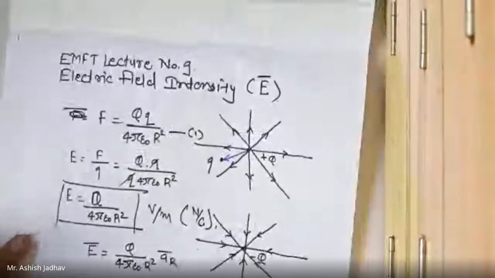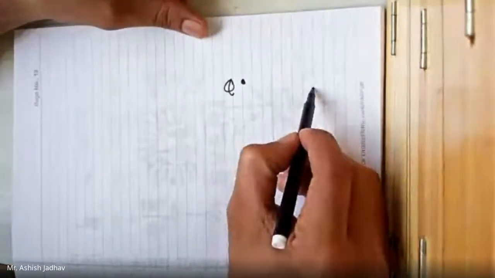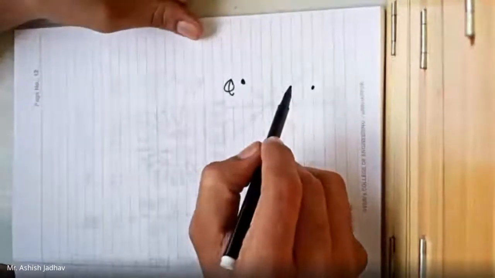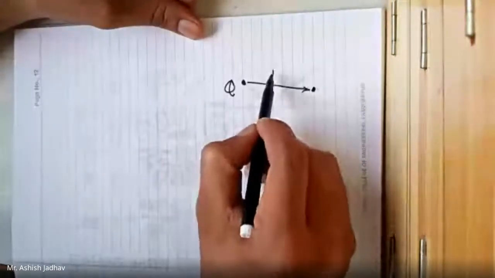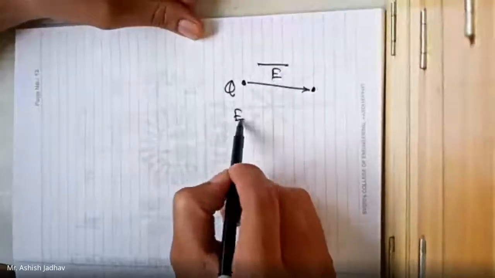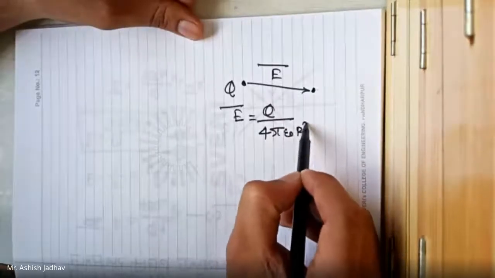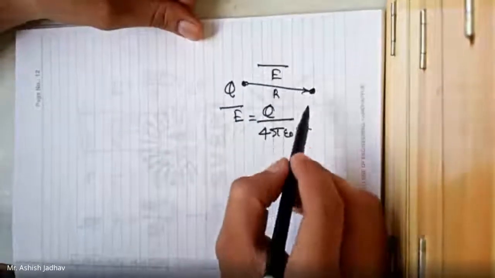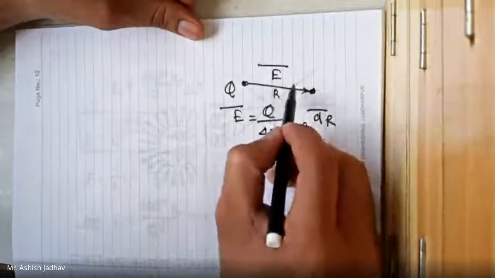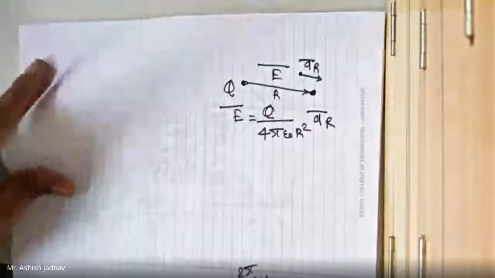Now to make it simple, if I'm having a point charge Q present here, and I'm trying to find the electric field intensity at this point, what would it be? E bar is equal to q upon 4 pi epsilon naught r square. Here r is the distance between those two points, and a bar r is the direction. So this direction is a bar r, right? This is for simplicity.